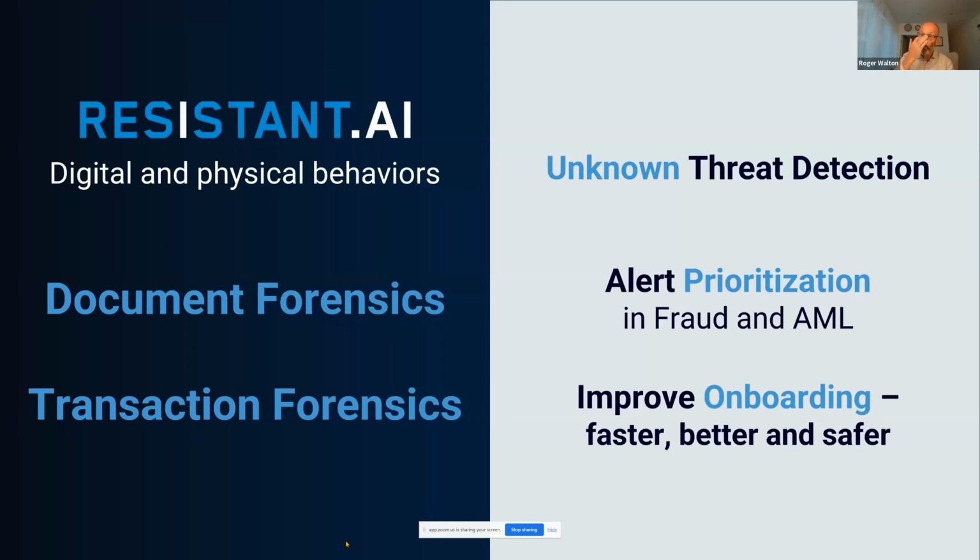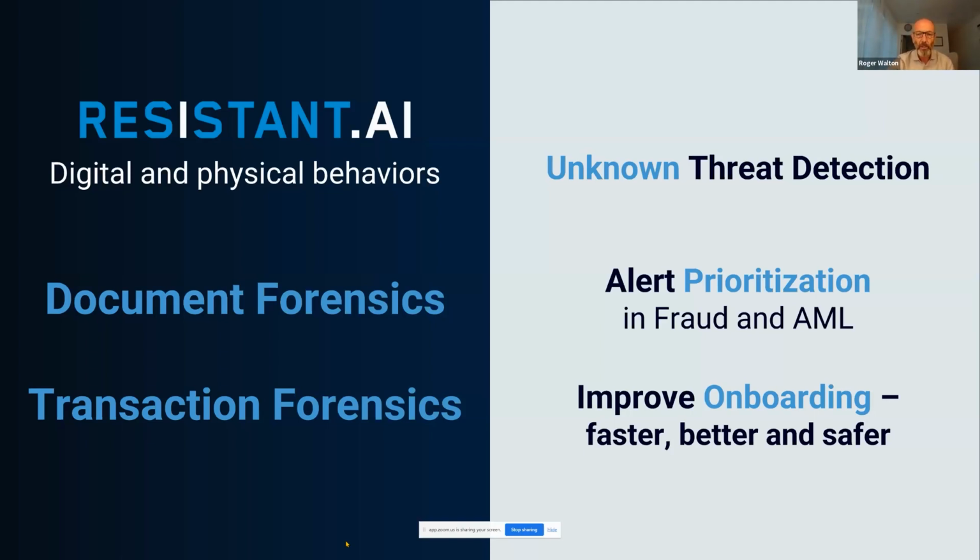Is to improve onboarding, make it faster and better, reducing the KYC friction, and obviously making it safer as well. We are helping organizations to improve the way that they are categorizing and prioritizing alerts, ensuring that whether that's fraud or money laundering activity is being addressed appropriately. Focus the resource where they need to be.